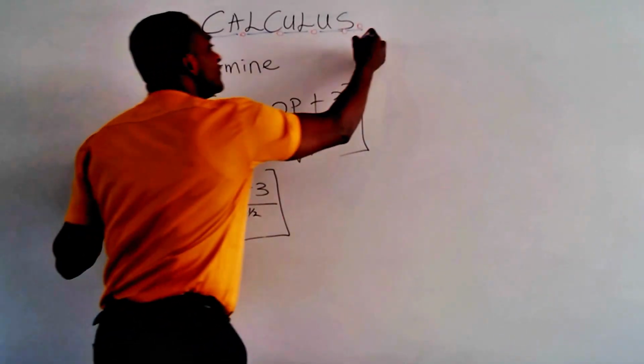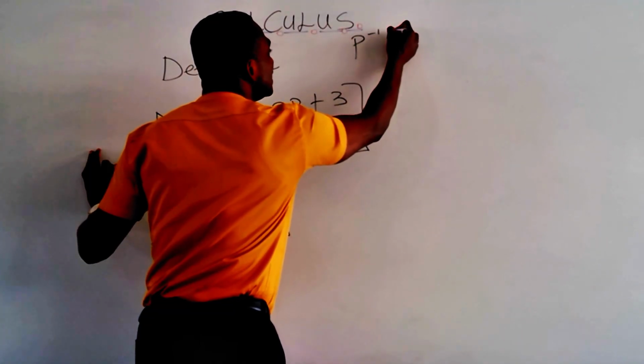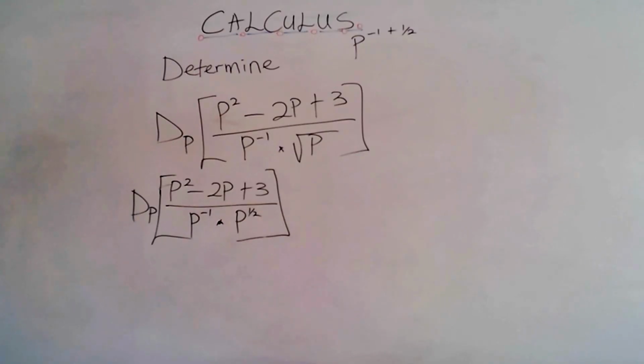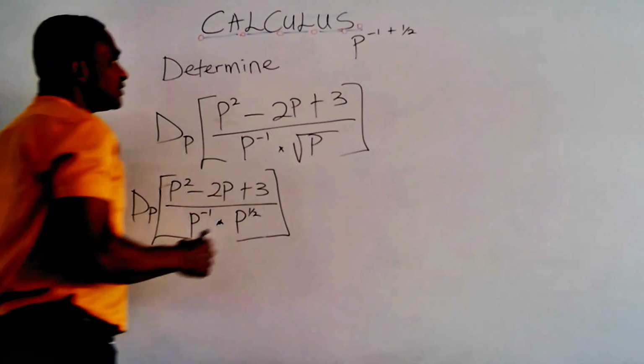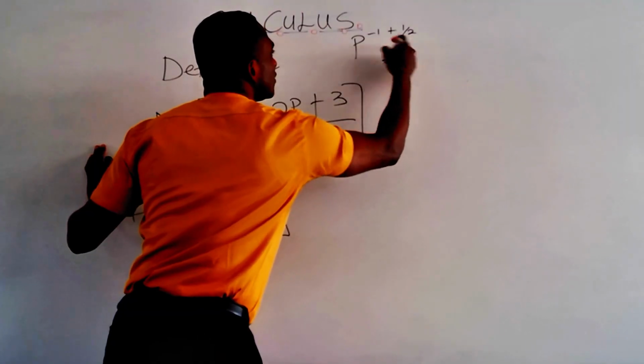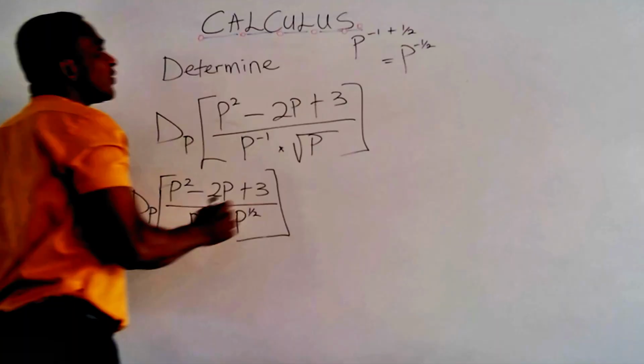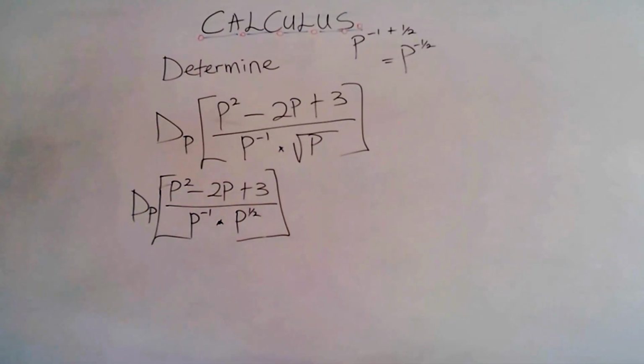So p to the power of negative 1, when we are multiplying, we add the exponents. So this gives us p to the power of negative half. Negative 1 plus half is negative half.